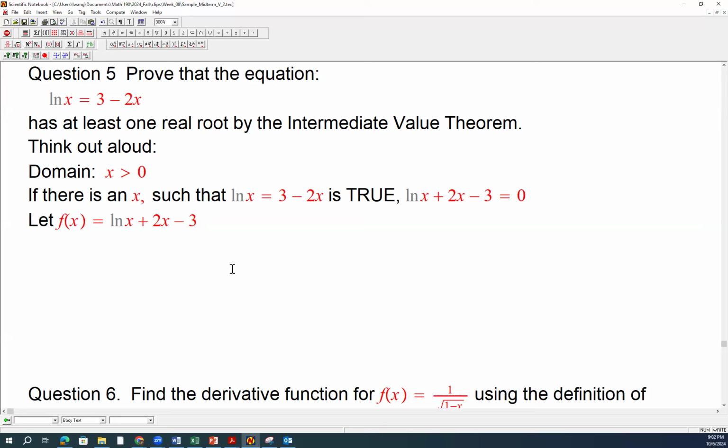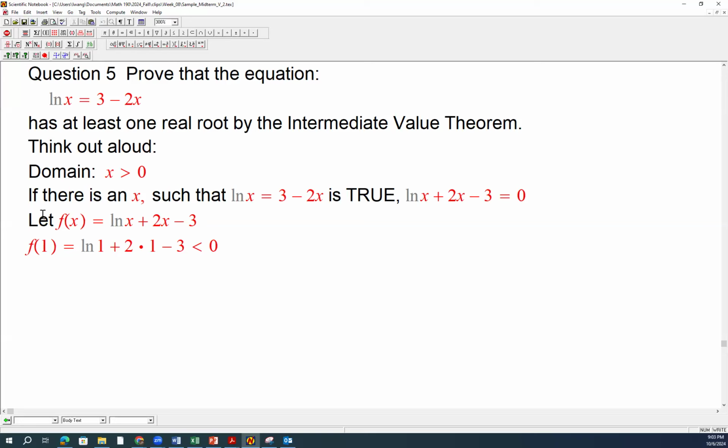And then the interval. Because we want it to be equal to 0, we're going to make sure that one is negative, one is positive. So let's pick some numbers. When we pick the numbers, we need to be careful because we cannot pick any number that's equal to 0 or less than 0. It has to be larger than 0. So let's pick 1. When we pick 1, ln 1 is 0. 2 times 1 is 2. So this is going to be negative.